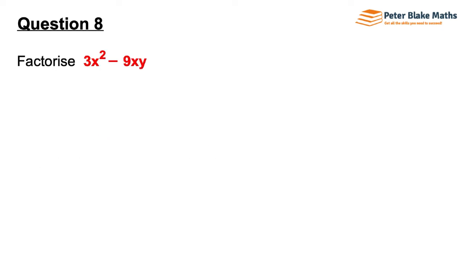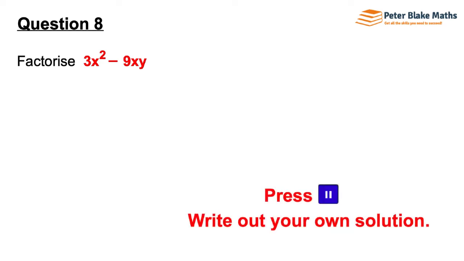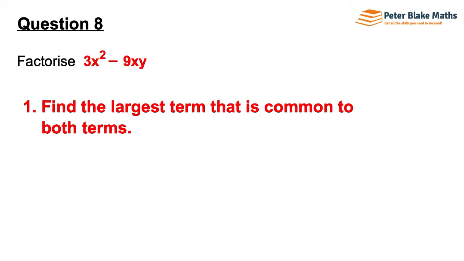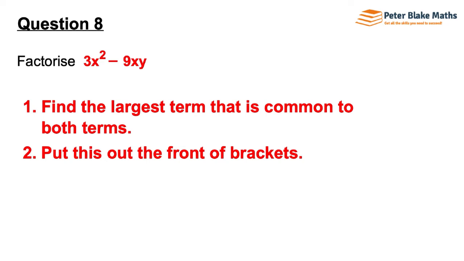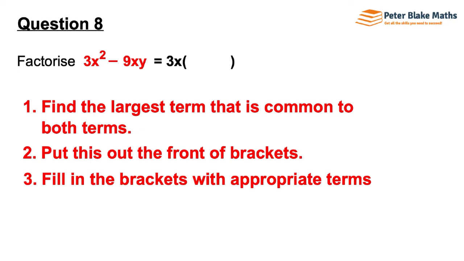Question 8. Factorise 3x squared minus 9xy. Find the largest term that's common. Put that out the front of the brackets. Largest term that can go into 3x squared and minus 9xy is 3x, can go into both. We want to fill in the brackets with appropriate terms.